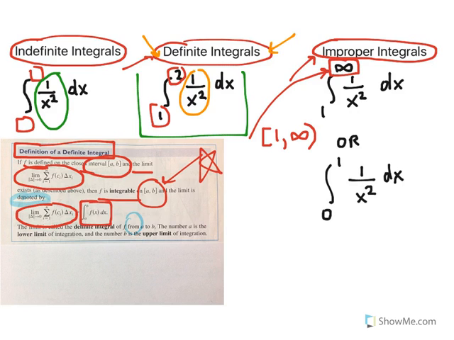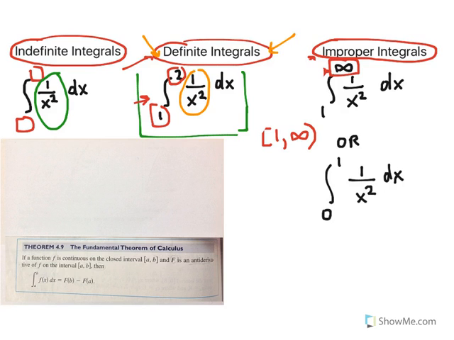Let's look at another way in which we can have an improper integral. To understand why, we're going to look at what we use to evaluate definite integrals, which is the fundamental theorem of calculus. This is the definition of a definite integral, but to actually evaluate a definite integral, we've been using the fundamental theorem of calculus. So let's take a look at that to understand how we can have the second type of improper integral. Here we have the fundamental theorem of calculus, and that's what we've been using to evaluate definite integrals.